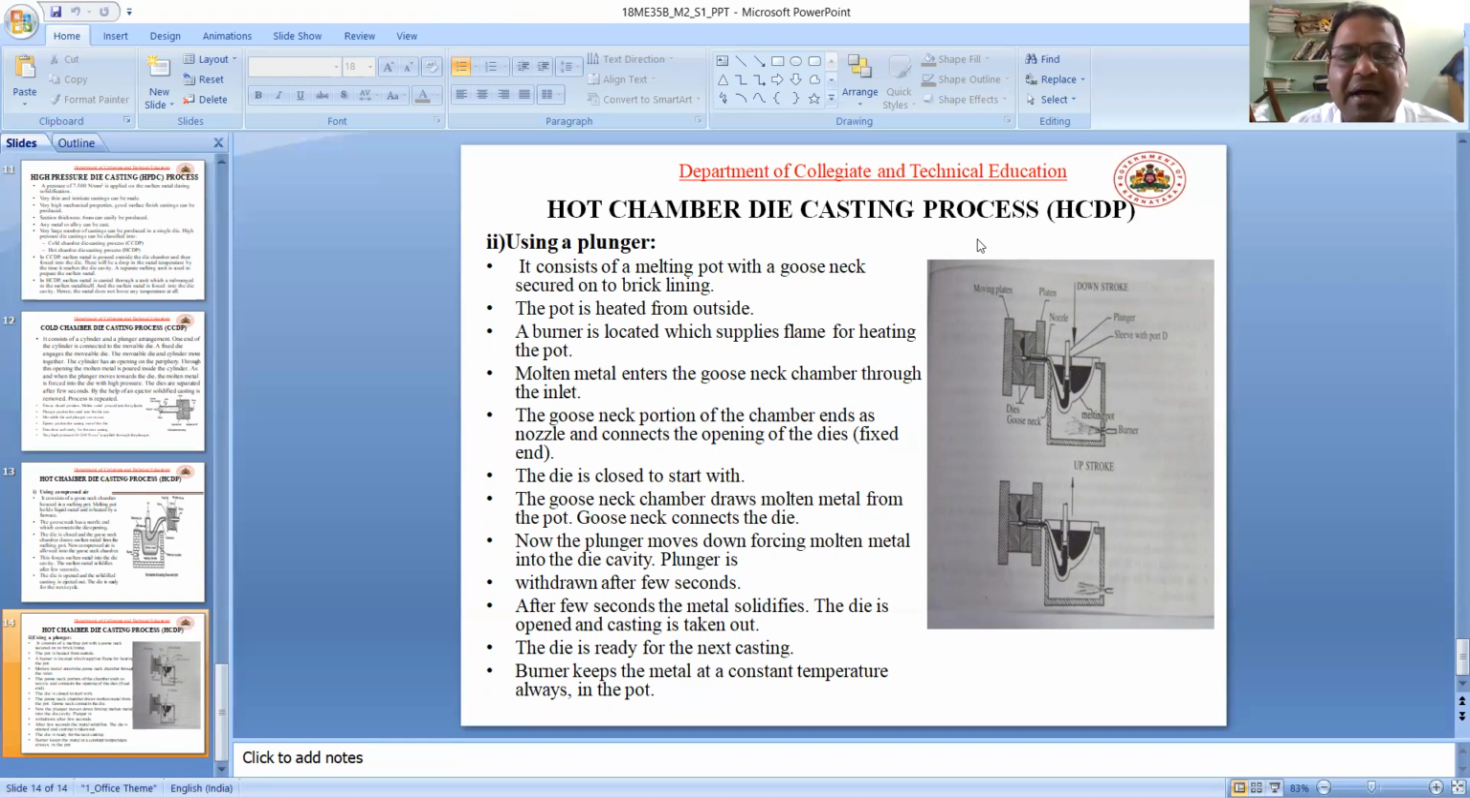The plunger is withdrawn after a few seconds. After a few seconds, the metal solidifies. The die is opened and the casting is taken out. The die is ready for the next castings. The burner keeps the metal at a constant temperature always in the pot. Hot chamber means the molten metal should not lose its molten temperature.